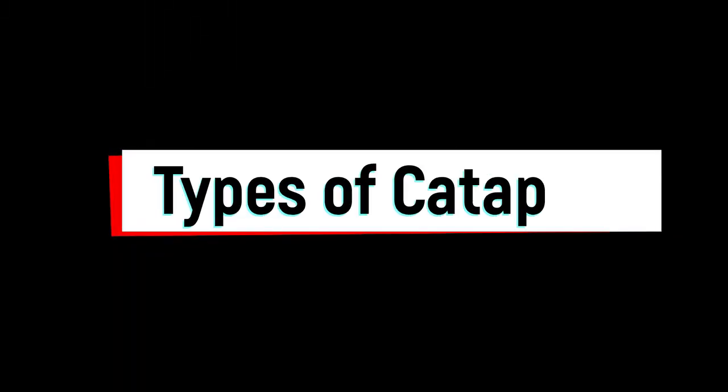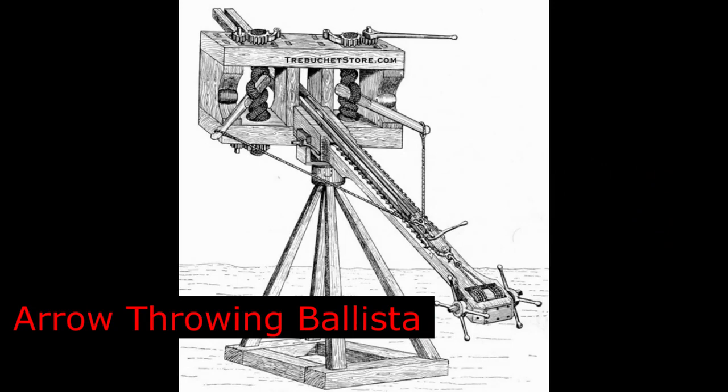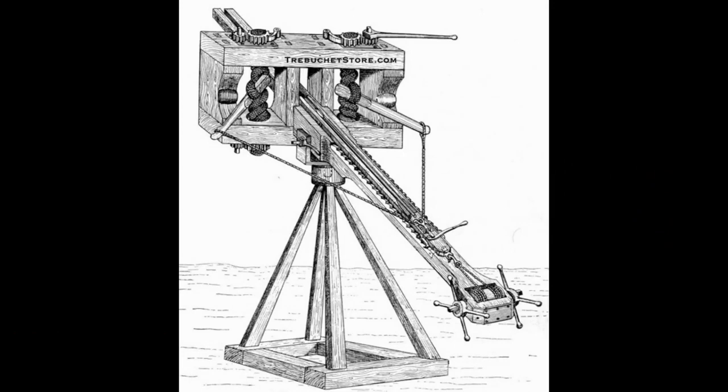Let's see what different types of catapults there were in the world so far. In the medieval time frame in the European countries, they used to have different types of catapults. This one shows an arrow throwing catapult. They were holding this mechanism, and by the tension of the rope, they would release the arrow.